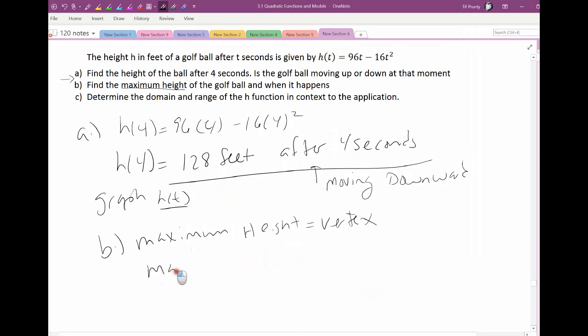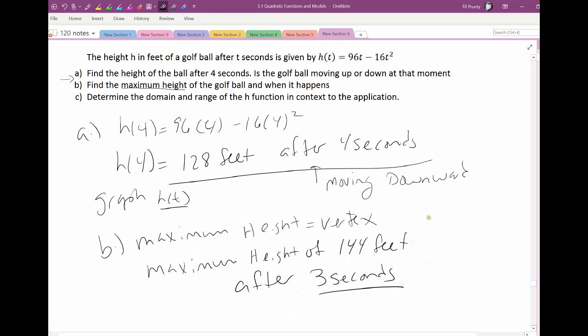So it has a maximum height of 144 feet after 3 seconds. Which makes sense. You could use this to have answered the last question about moving downward. If I'm past my peak, I'm moving down, because I'm moving down after that moment. If I'm before my peak, I'm increasing up to it, so I'm moving up. Had it been 2 seconds, we'd still be moving up, because it's before 3 seconds. Since we're at 4 seconds, it's after my peak, so I'm moving down. I'm decreasing at that moment.